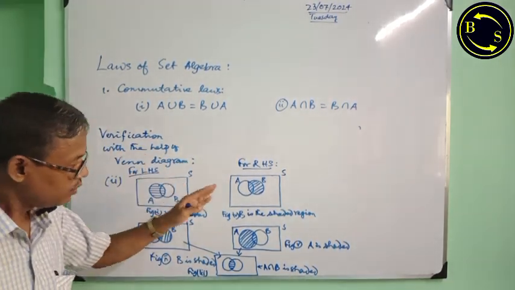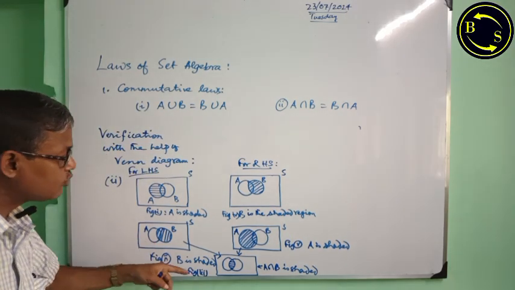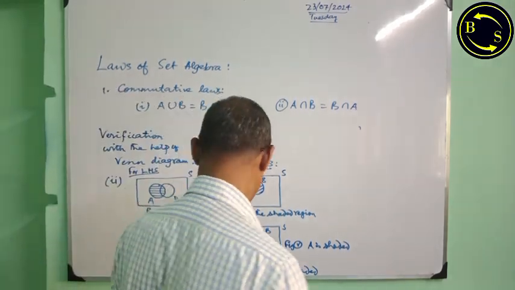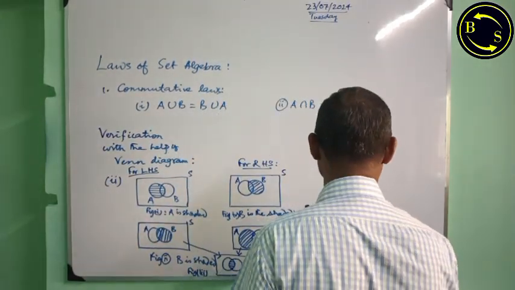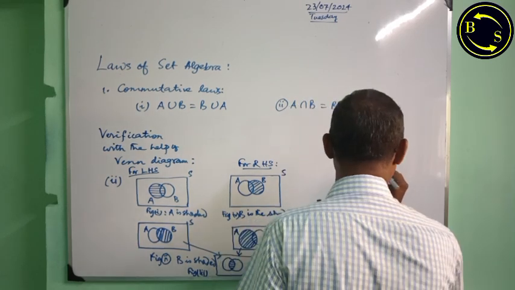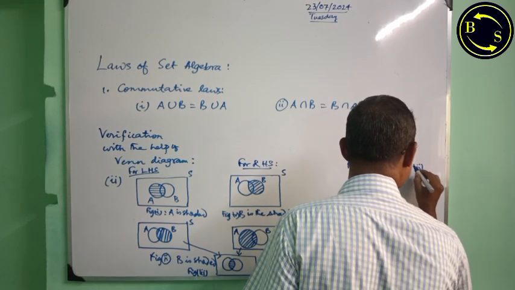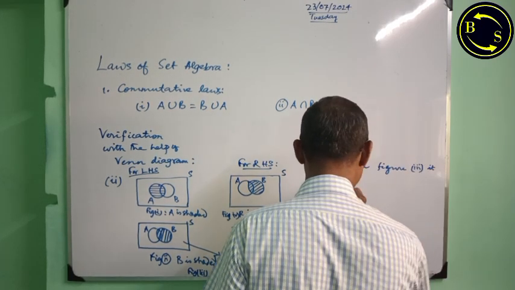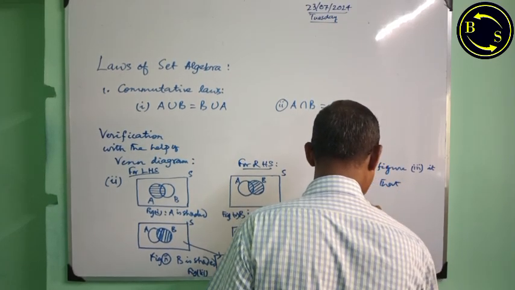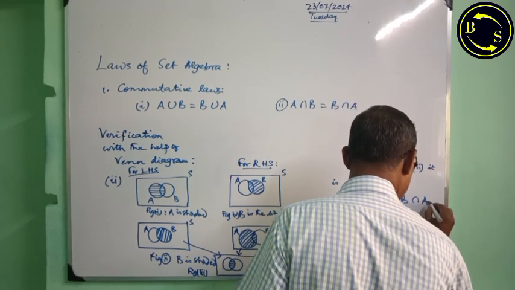From these figures, it is clear that A intersection B as well as B intersection A are equal. From figure 3, it is clear that A intersection B will be equal to B intersection A.